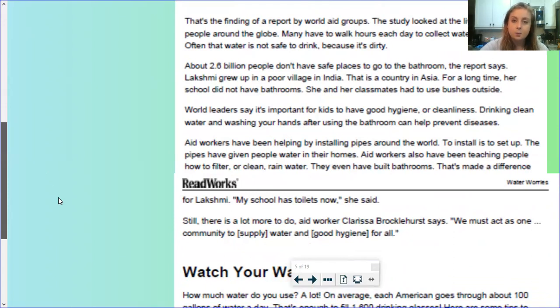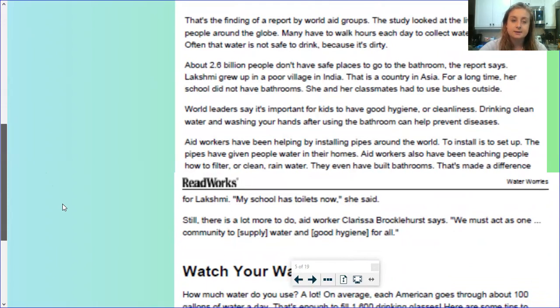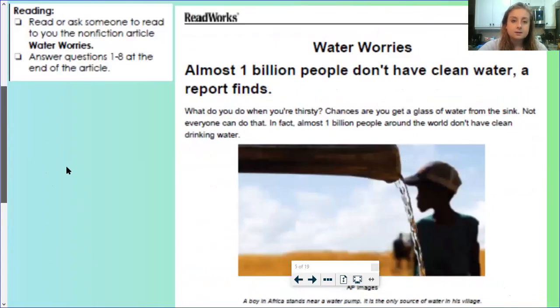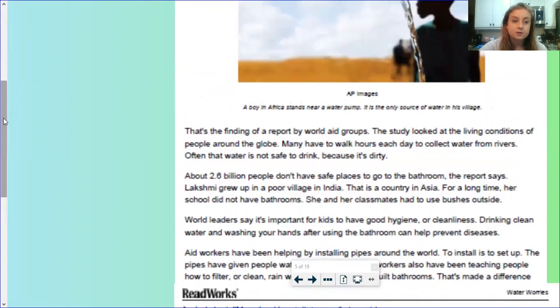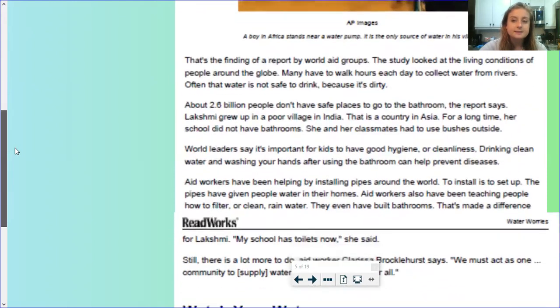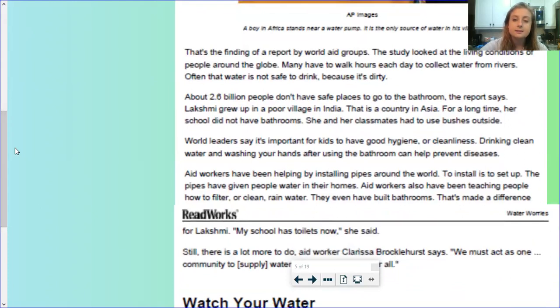Lakshmi grew up in a poor village in India. That is a country in Asia. For a long time, her school did not have bathrooms. She and her classmates had to use bushes outside. World leaders say it's important for kids to have good hygiene or cleanliness. Drinking clean water and washing your hands after using the bathroom can help prevent diseases.